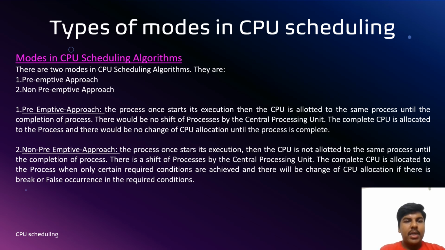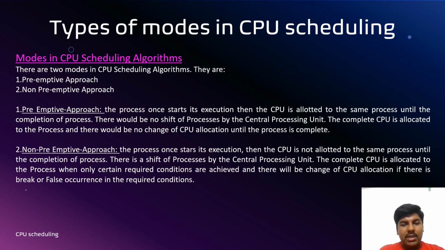In this slide, let us see some of the types of modes in CPU scheduling. The modes in CPU scheduling algorithms are the preemptive approach and the non-preemptive approach. Preemptive approach: once the process starts its execution, the CPU is allotted to the same process until the completion of the process. There would be no shift of processes by the central processing unit. The complete CPU is allocated to the process and there would be no change of CPU allocation until the process is complete.